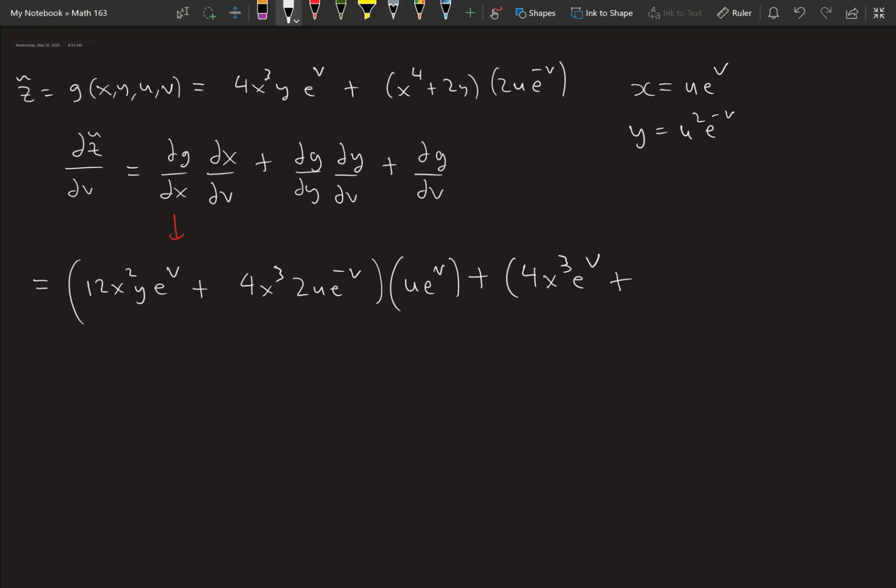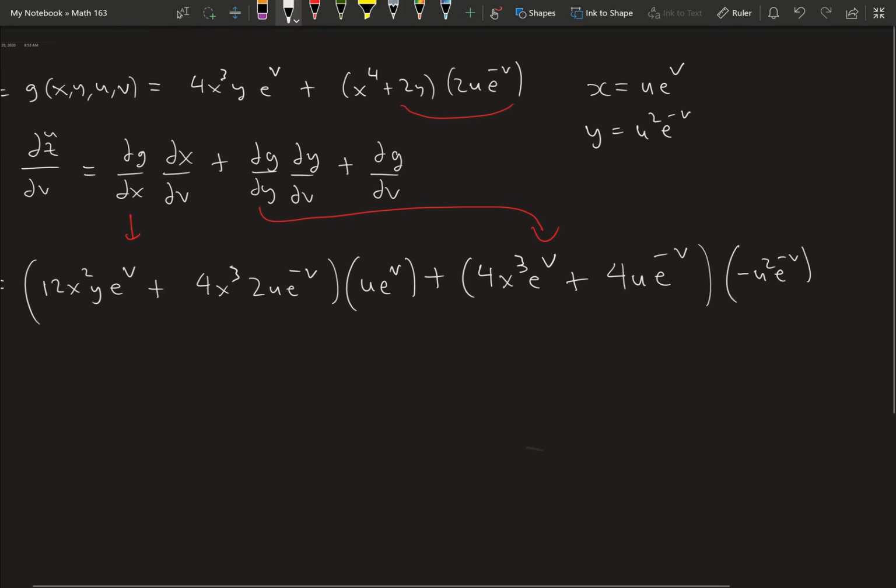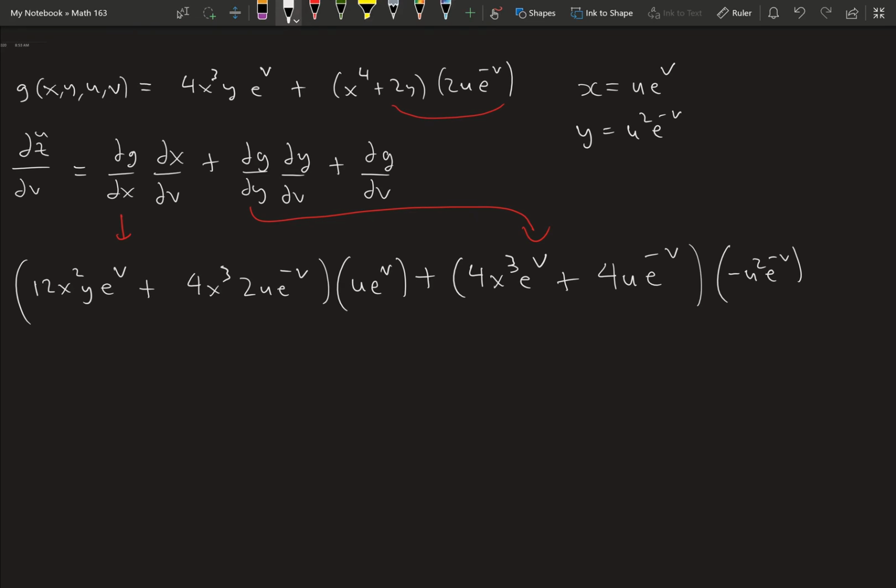plus, and then for y we have basically this product that we're looking at. So we end up with 4u e^(-v). The x to the fourth term goes to 0, and that's this ∂g/∂y term, times ∂y/∂v, which is negative u² e^(-v), and plus, let me write the last term here so it can all be seen on one screen, plus the last part, which is ∂g/∂v.